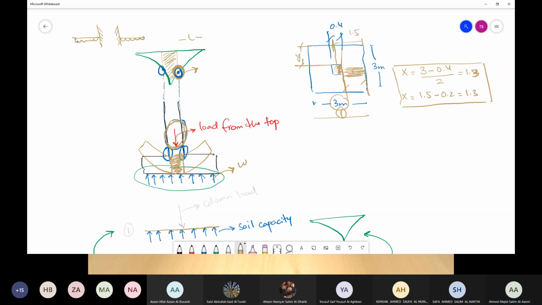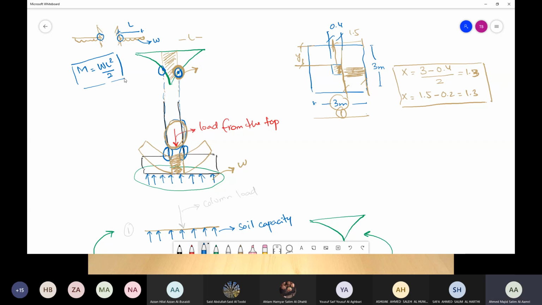This distance from here to here is considered as L. This loading is considered as W. And you can see that the maximum bending moment at this point and at this point is going to be equal to WL square over 2, which is the bending moment for a cantilever case. So now we learned that the bending moment is going to be WL square over 2 in case of a cantilever, which is the case of an isolated foundation, in case of concentric loading.